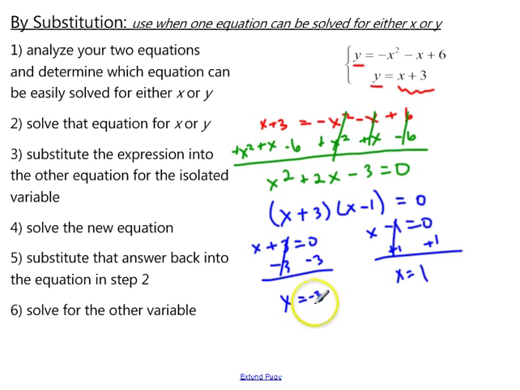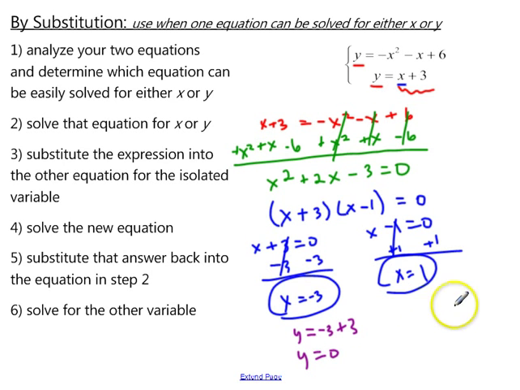That means we're going to take each of these and then plug it back in. I'm going to plug it into this one because this one's a little easier to work with. We're going to substitute it in for x and find the two different values of y. So one of them is going to be y equals negative 3 plus 3, which y equals 0, and then the other one is going to be y equals 1 plus 3, where y equals 4.